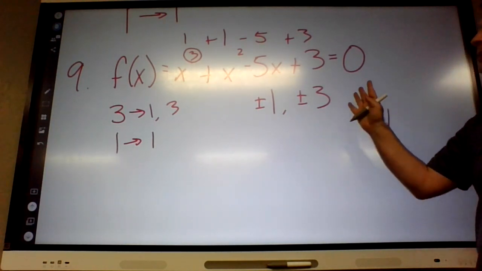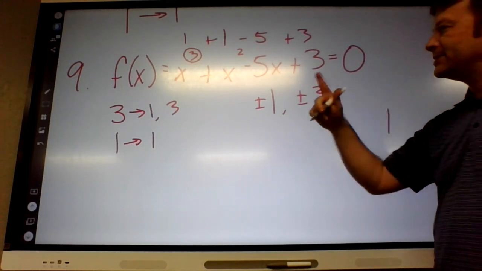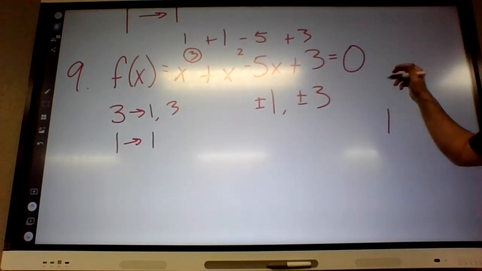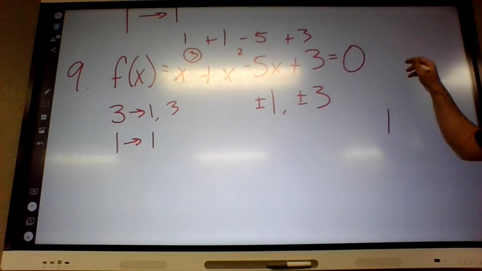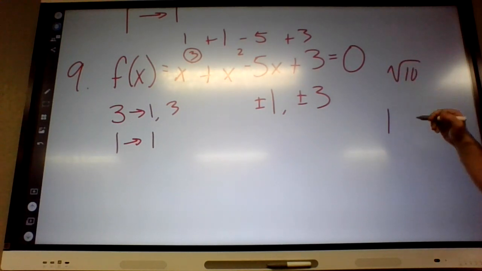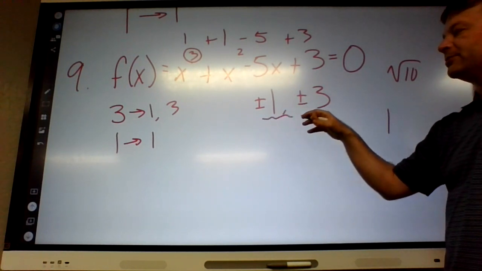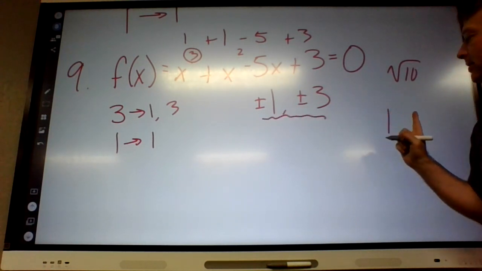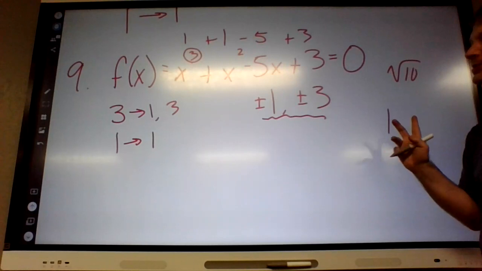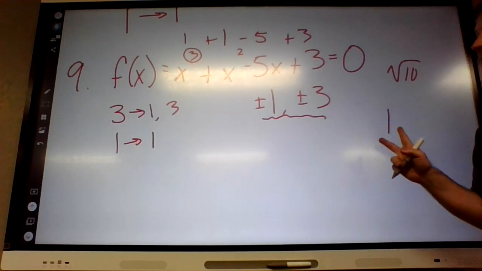So we could keep plugging stuff in. The problem is sometimes the answers are not rational. Sometimes the answers are like square root of 10. On this worksheet though, they are all rational. But I want us to practice getting the last couple answers in a different way.